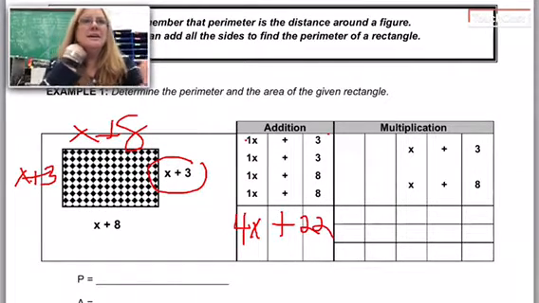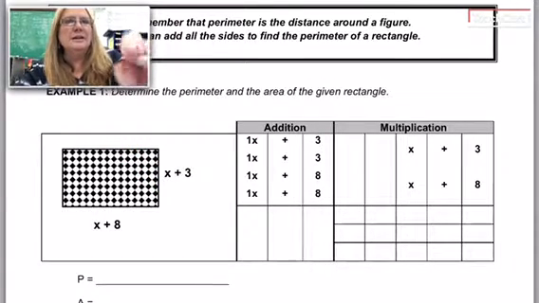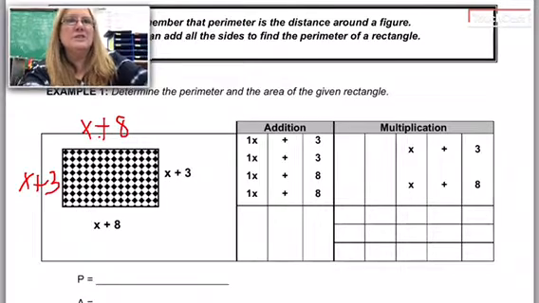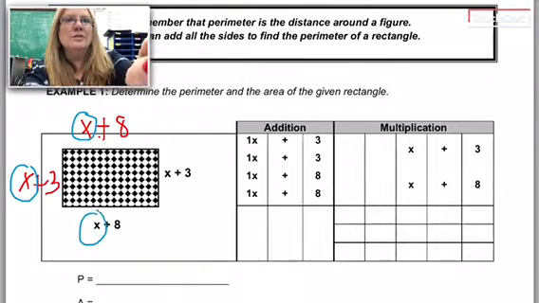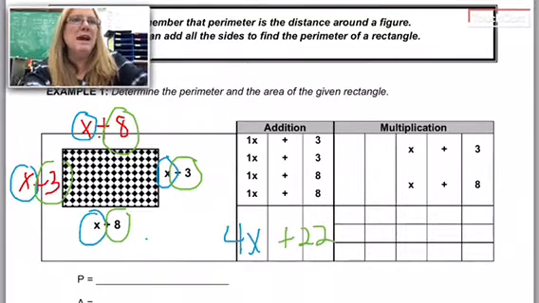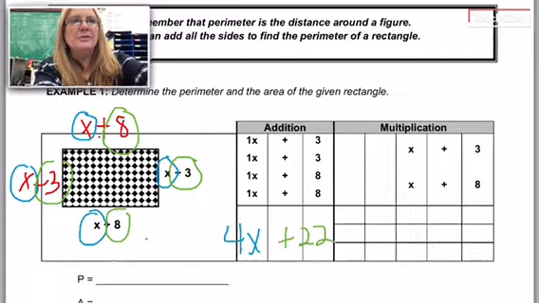And you can write them formally like this. A lot of times I might just go over here, and since we know all the sides are the same, I might just add all my x's, 1, 2, 3, 4, and that's 4x, and then add up all of the constants. 8 plus 3 is 11, plus 8 is 19, plus 3 is 22. So nothing magic, just however is the best way to do it. And then the multiplication is for the area. So that's the perimeter, 4x plus 22.